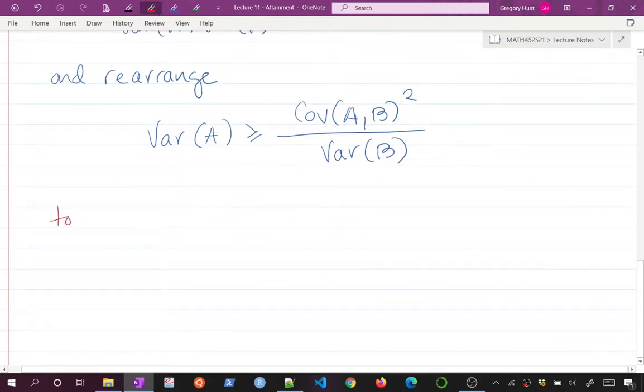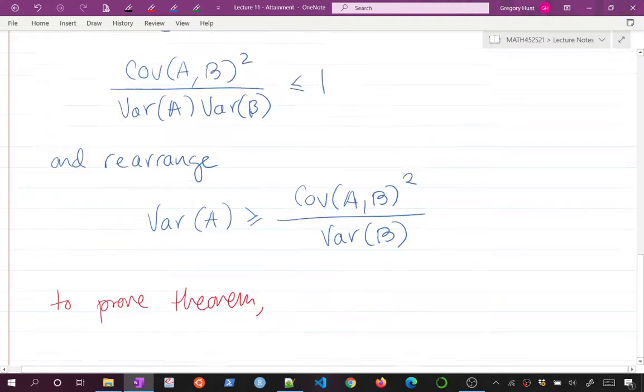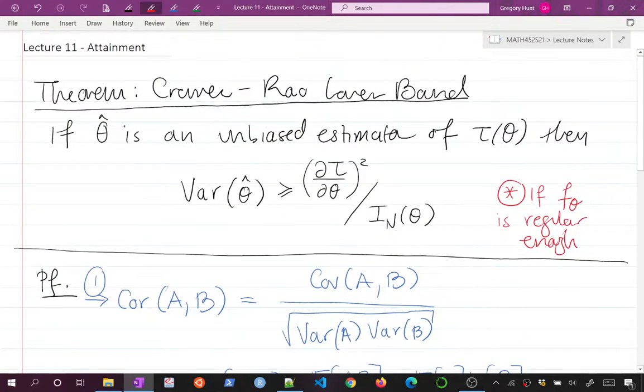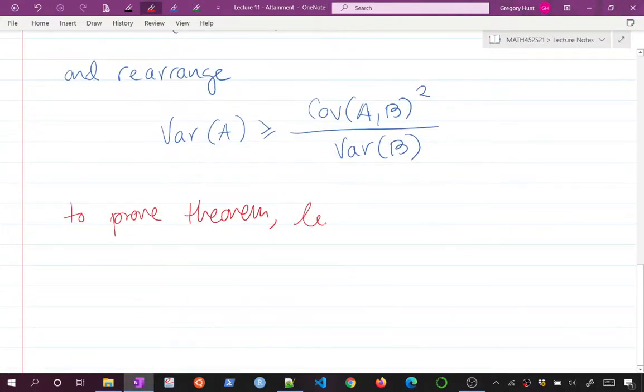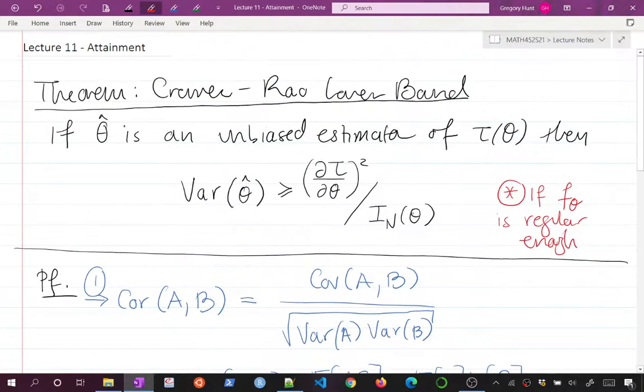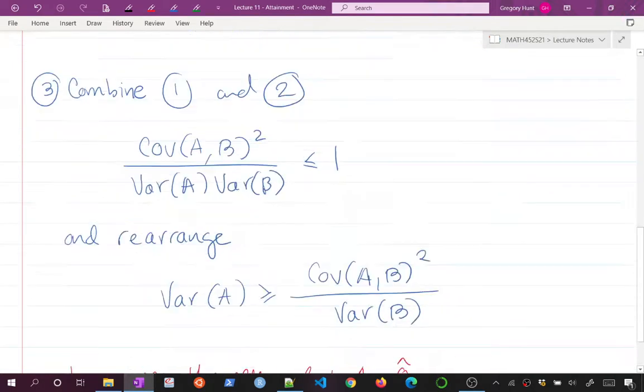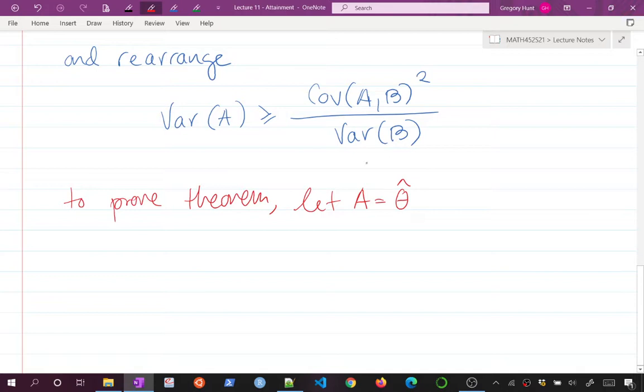So to prove the theorem, what do our constituent A's and B's have to be? Well, A is basically playing the role of theta hat up here. So let A be theta hat, and the information is in my denominator. Well, my denominator of this is the variance of some quantity B.